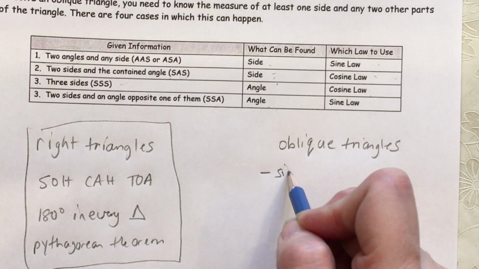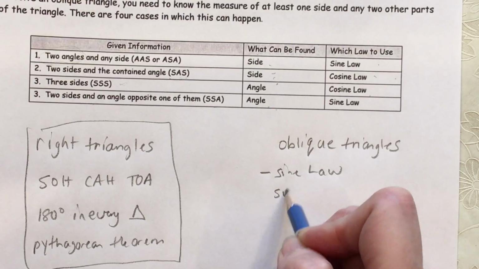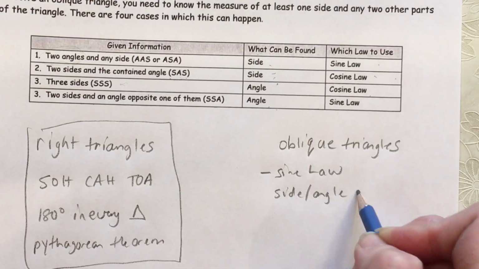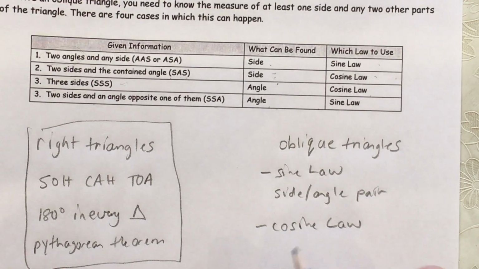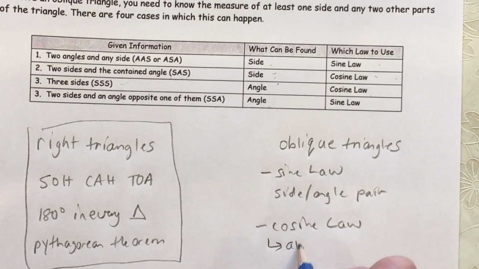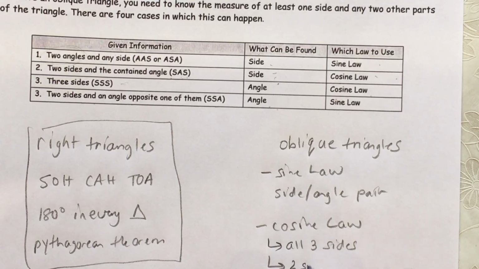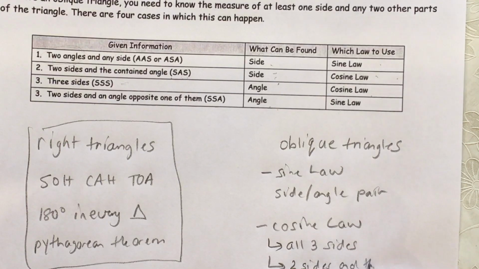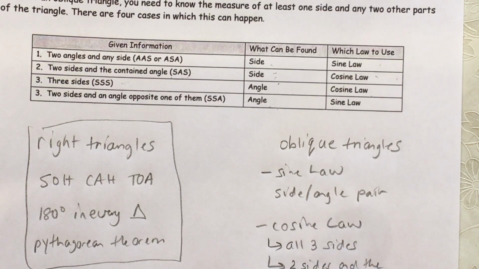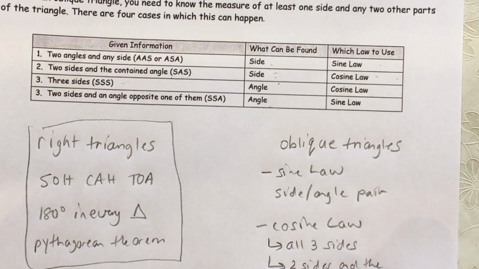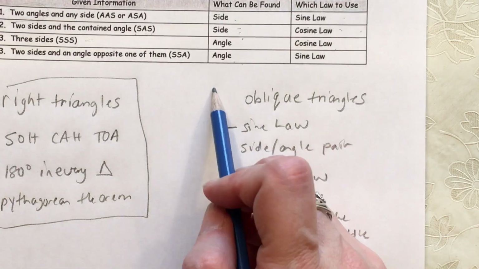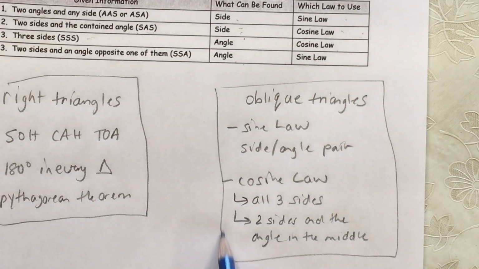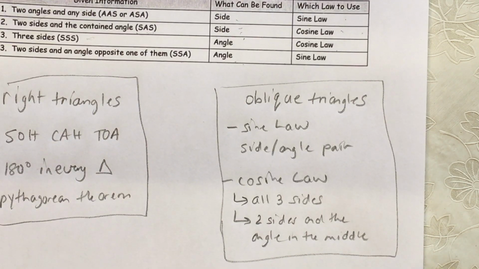But you can use the sine law. But to do that, you need a side angle pair. Or you can use the cosine law. And you use the cosine law if you're given all 3 sides, or 2 sides and the angle in the middle. So with all that information there, it doesn't matter whether you're given a right triangle or an oblique triangle, you should be able to find any side or angle missing.